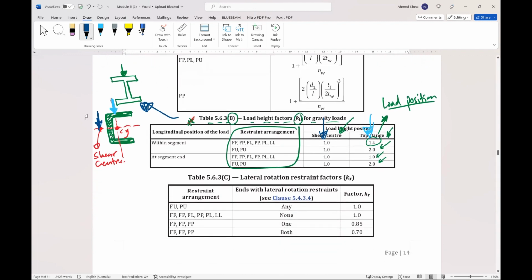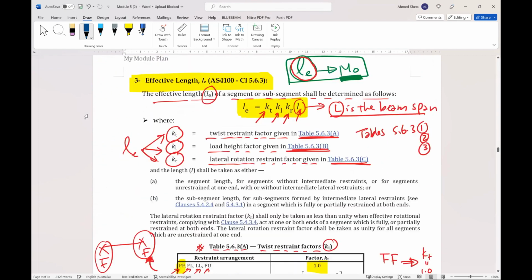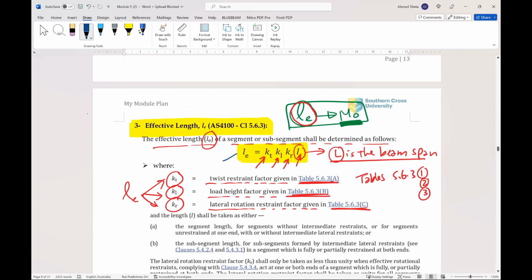The next value is the lateral rotation restraint factor, KR, which also depends on the restraint arrangement. If you have lateral rotation restraint at both ends, or one, or none, you can take the value from here. So all these values are just to find L effective.